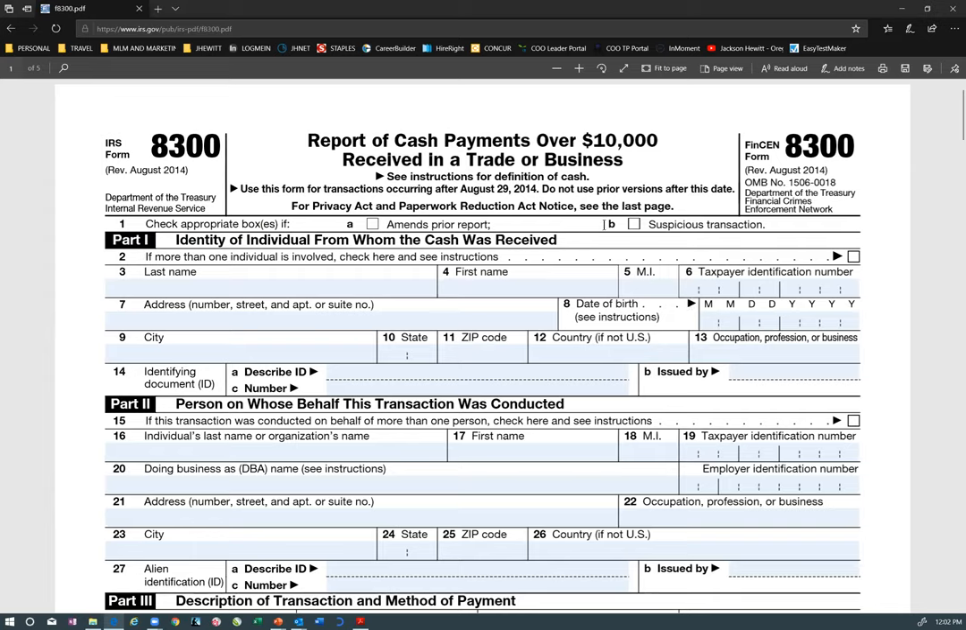Look at that one. Suspicious transaction. This is the most dangerous box in the world. This is what calls a SAR report. Suspicious activity report. Suspicious activity reports. SARs. SAR is the, I don't trust you. I don't know why I don't trust you.